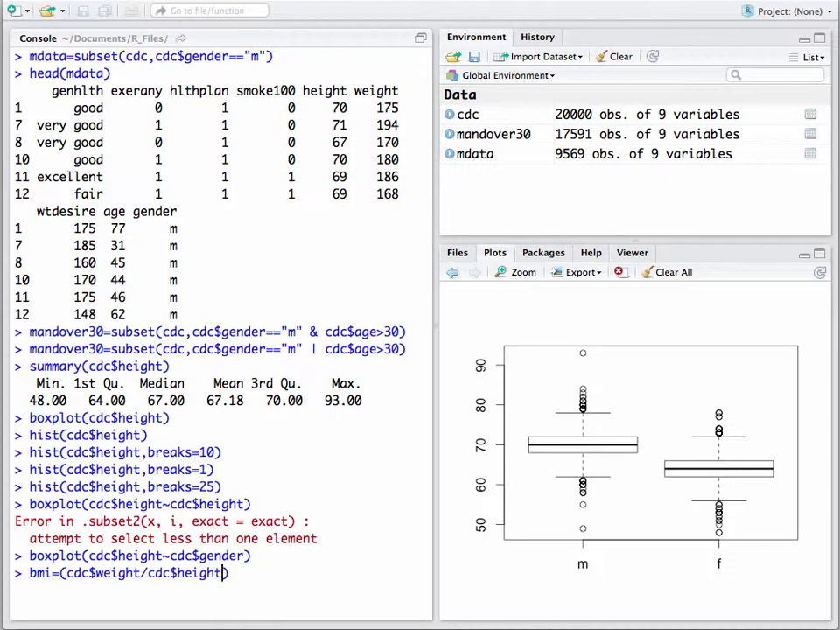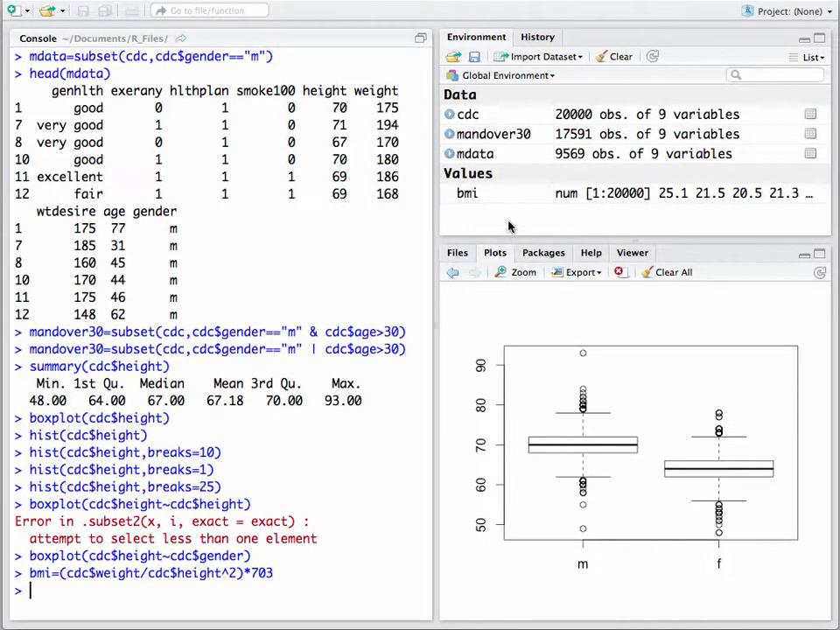And what we need to do is go ahead and square that, just the height. So order of operations is understood by R. It knows that it's going to take the weight and divide that by the height squared, and then the fudge factor is 703. More about what that fudge factor is about in the lab if you want to read up about it. But this is going to create a new vector for us called body mass index, okay?